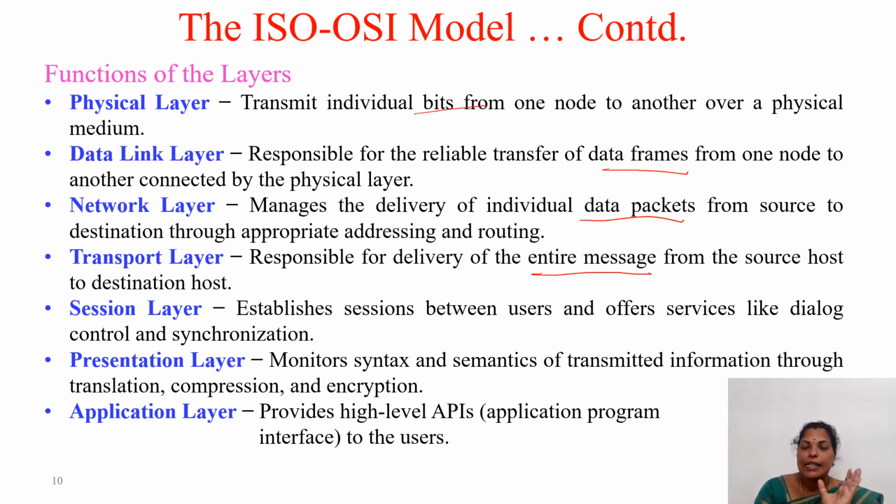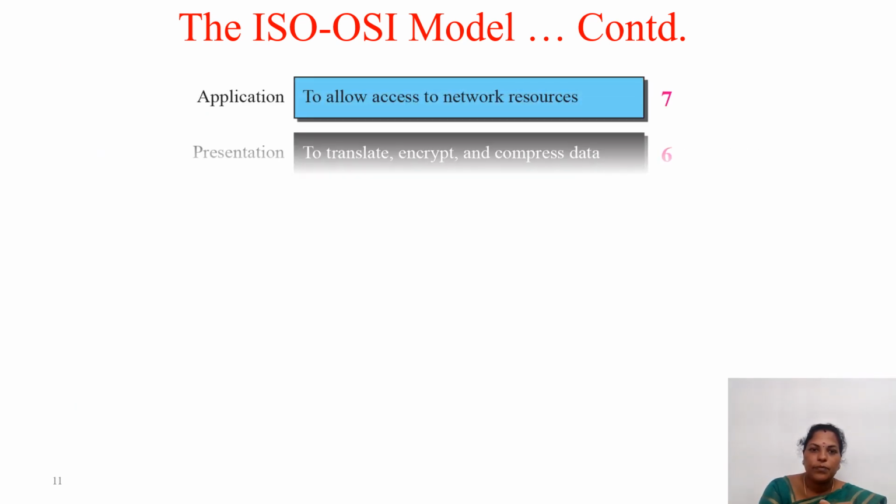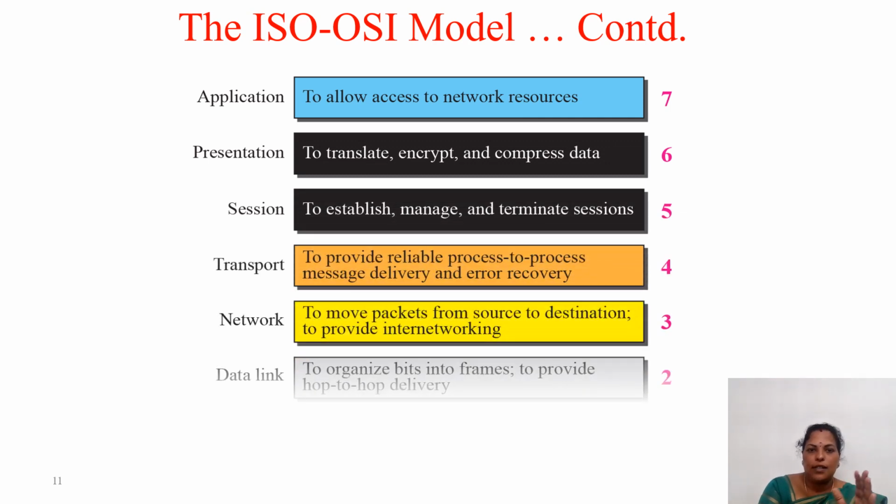So we have totally 7 layers, and each and every layer has different functionality. The first layer is the physical layer. They are bits, data link layer frames, network layer packets, transport layer entire message or segments. Then the session layer is mainly for dialog control and synchronization. Then the presentation layer gives the syntax and semantics of the information transmitted, and the application layer is providing the high level application programming interface. So see, this is the gist.